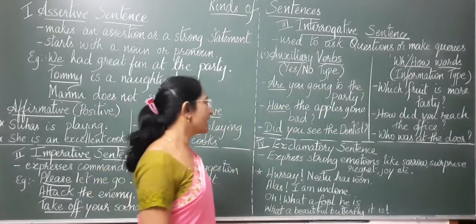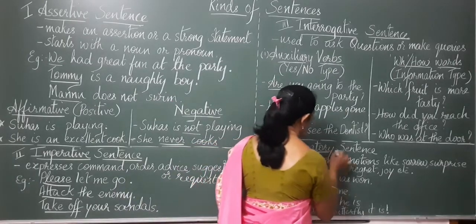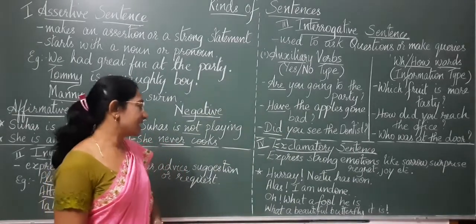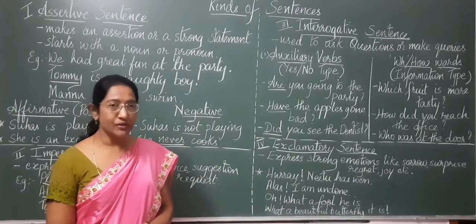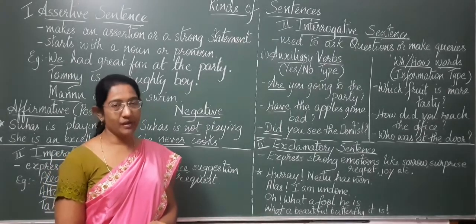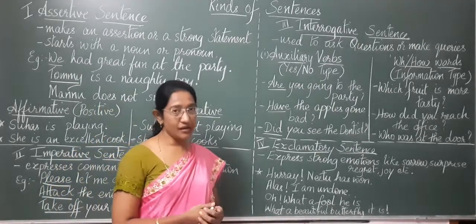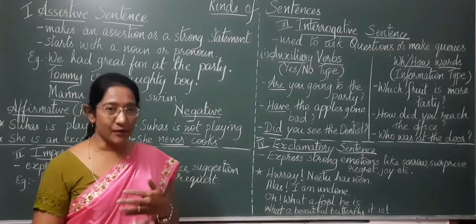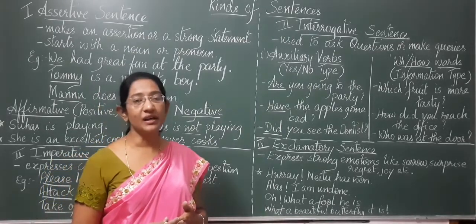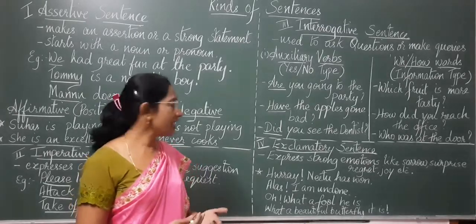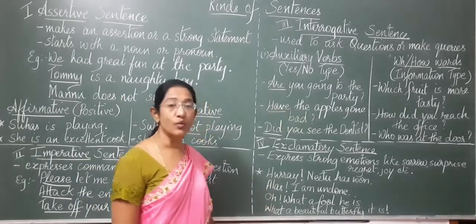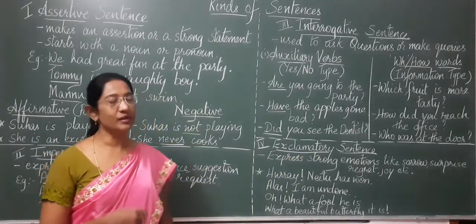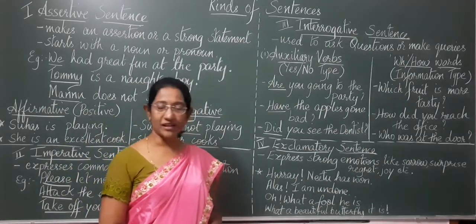The last one is the exclamatory sentence. An exclamatory sentence exclaims or expresses strong emotions. So it may be sorrow, suffering, regret, or excited joy. Such expressions come out with interjection words. These are the interjection words which we use in the exclamatory sentence. Interjections will be discussed when we start with the parts of speech.